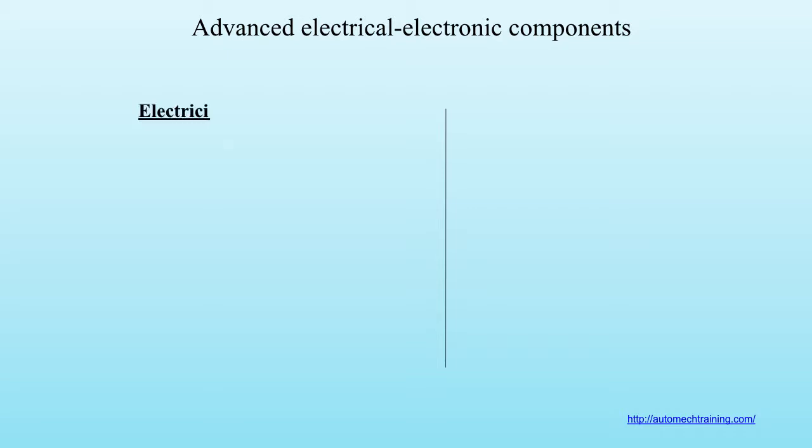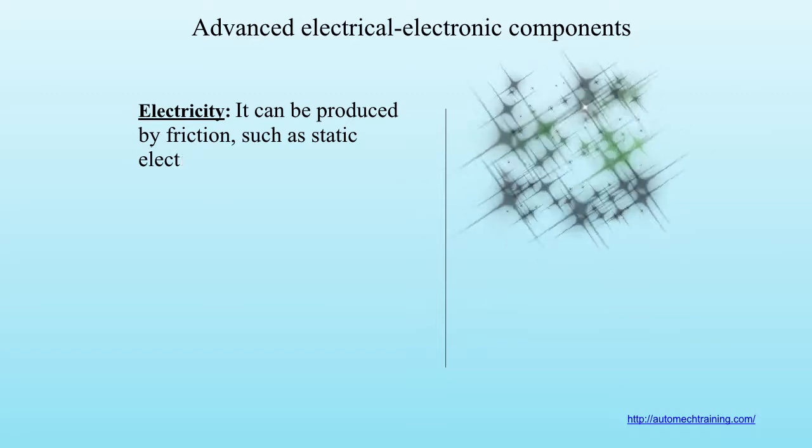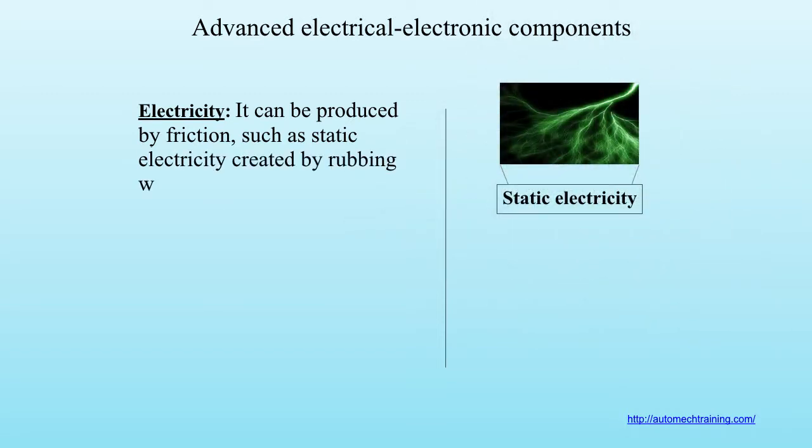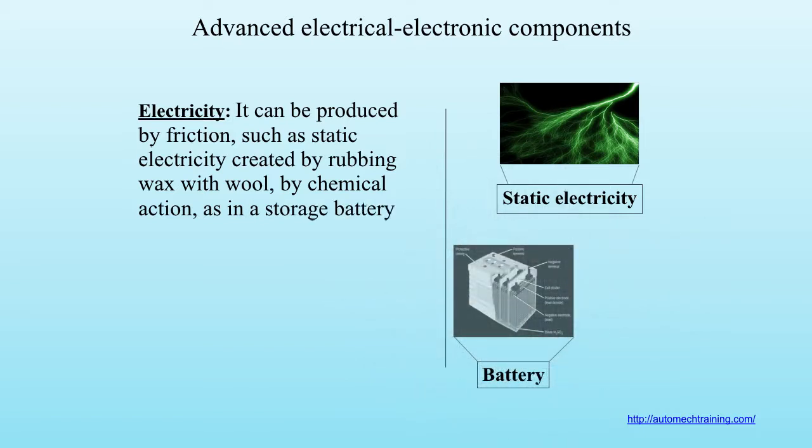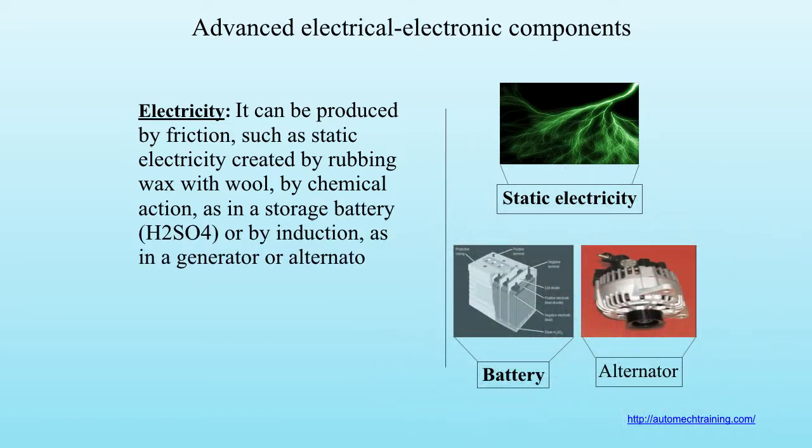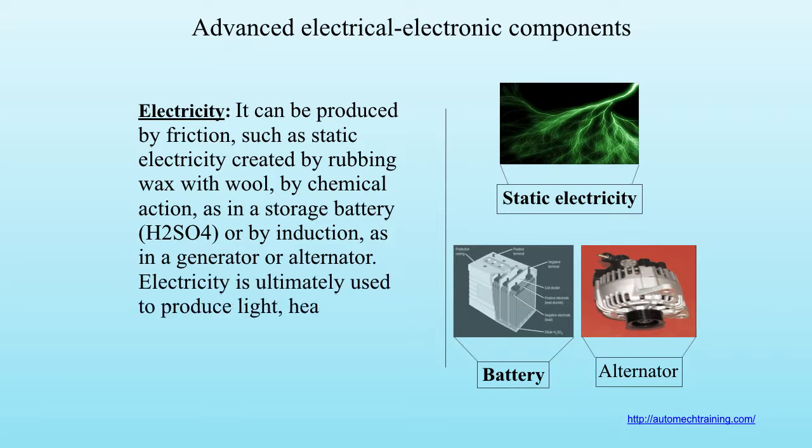Electricity can be produced by friction, such as static electricity created by rubbing wax with wool, by chemical action, as in a storage battery, H2SO4, or by induction, as in a generator or alternator. Electricity is ultimately used to produce light, heat, power, etc.